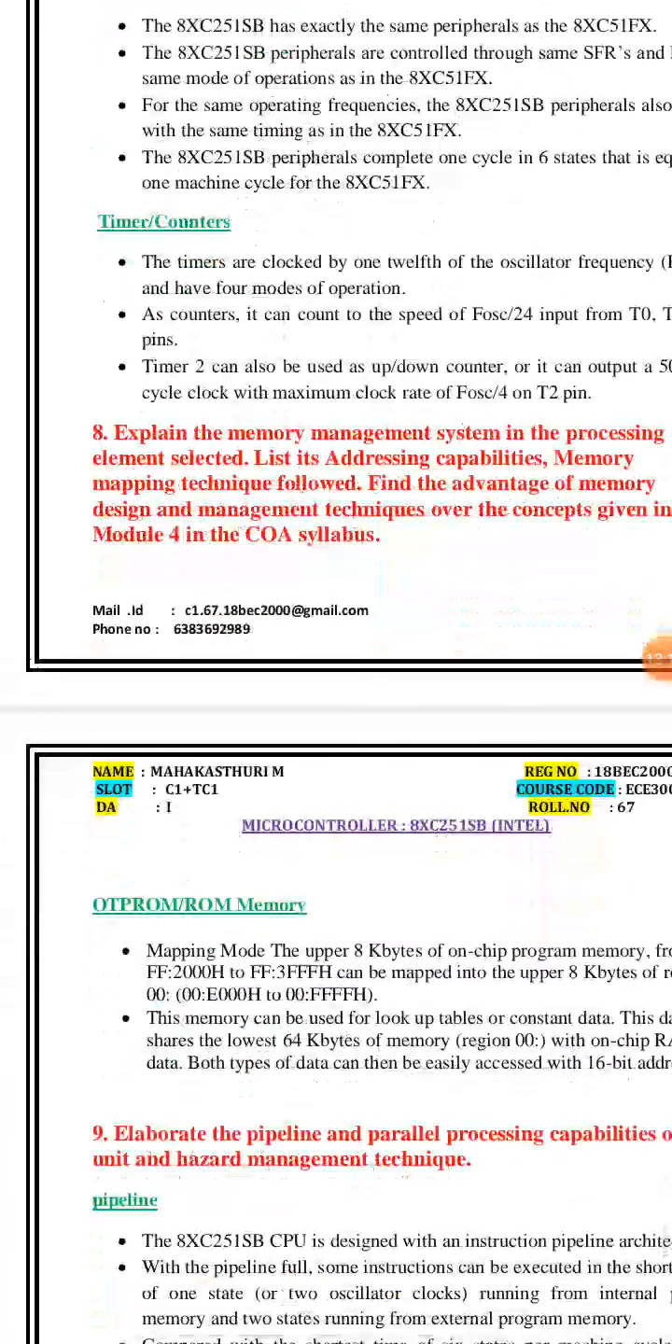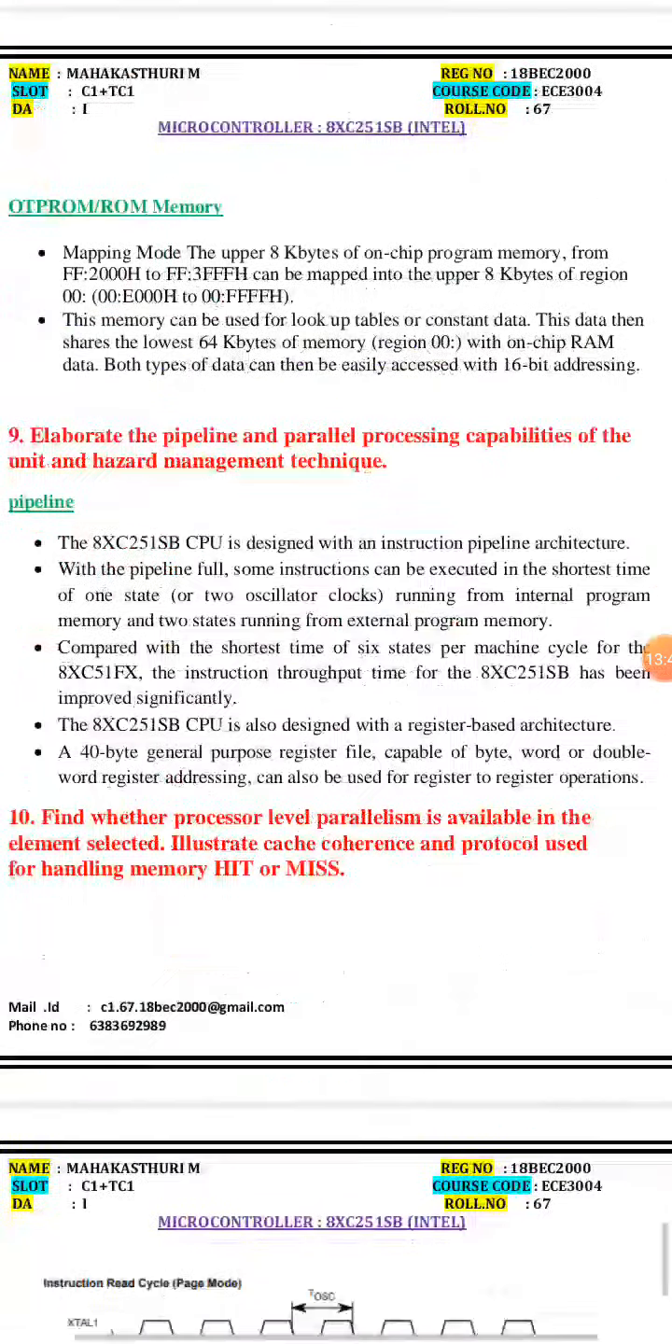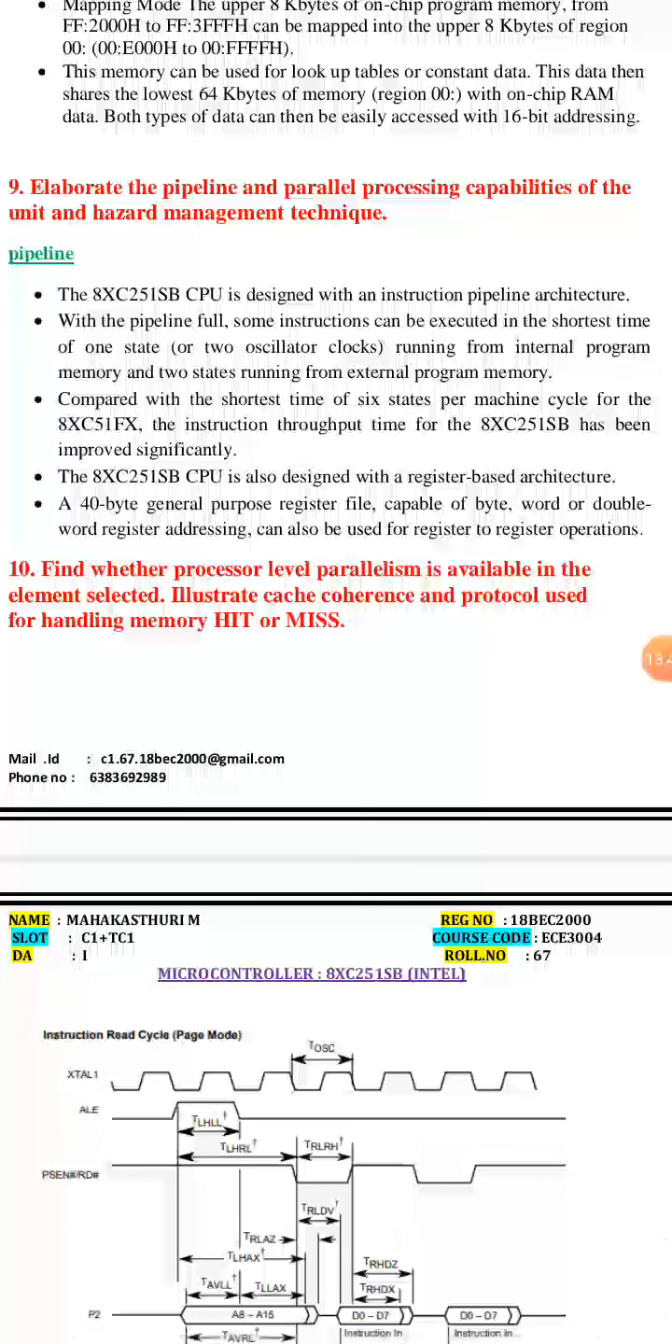Then we are going to explain the memory management system in the processing element selected, list its addressing capabilities, the memory mapping technique followed, and the advantage of memory design and management techniques over the concept given in module 4 in the COS syllabus. So in module 4, the memory design is OTP ROM and ROM memory. Here you can see. And then elaborate the pipeline and parallel processing capabilities of the unit and hazard management technique.